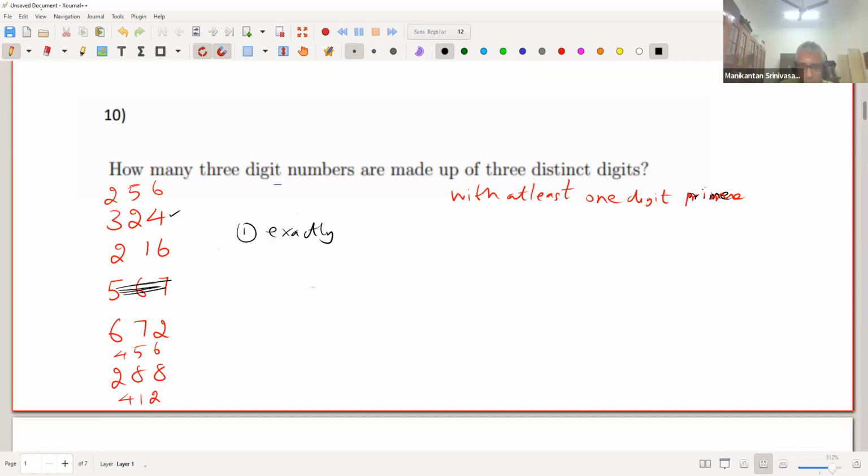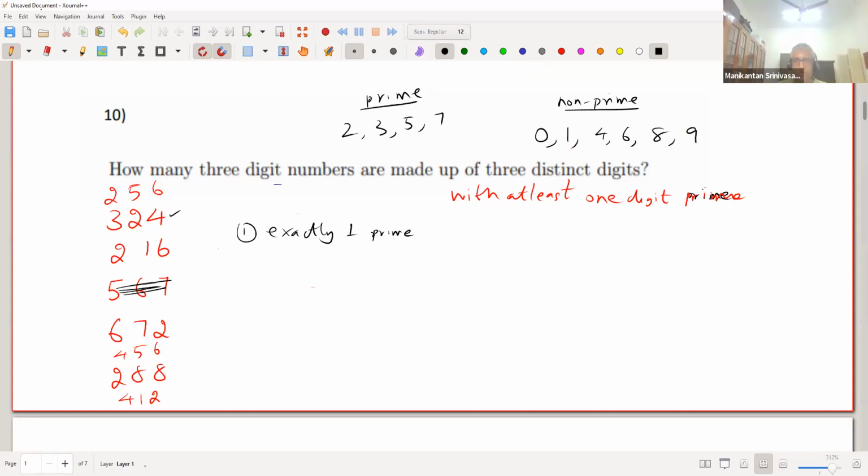Okay, exactly 1 prime digit. First of all, how many primes are there? So there's 2, 3, 5, 7, and everything else is non-prime. So 0 is also non-prime, 1 is also non-prime, but by the way 0, 1 are neither prime nor composite, but they are anyway non-prime. Right now I have only two categories, either prime or non-prime. So non-primes are 0, 1, 4, 6, 8, and 9. So total of 10 digits, right? 4 which are prime and 6 which are non-prime. So exactly 1 prime.